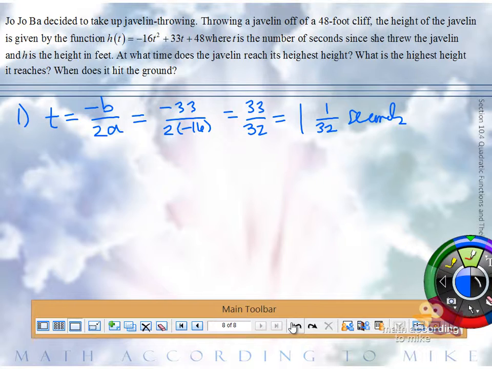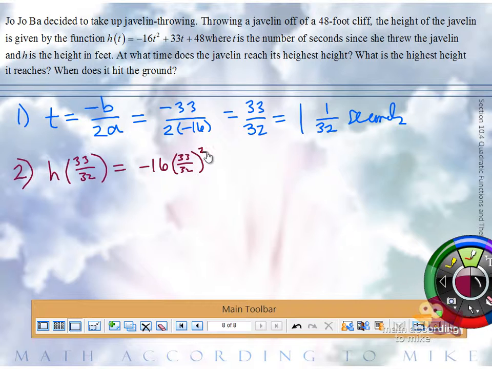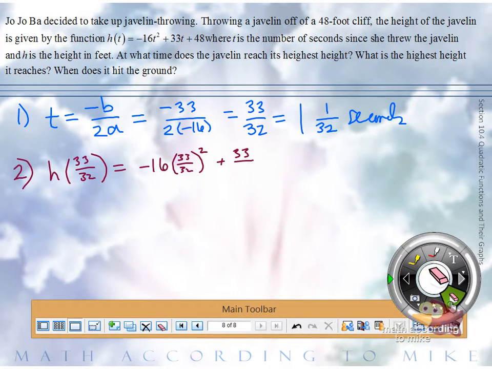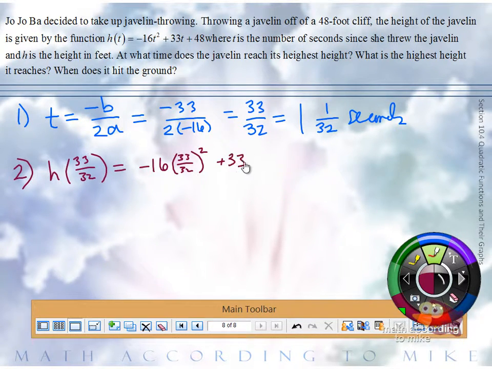And the second question is, what is the highest height? So by asking what is the highest height, what variable are we looking for? h. We're looking for h when t equals 1 and 1/32. So we're going to put in 33/32 for t. For this one, oh, I forgot my coefficient. You are welcome to use a calculator. Because if you know how to do this in your head, you're in the wrong class.